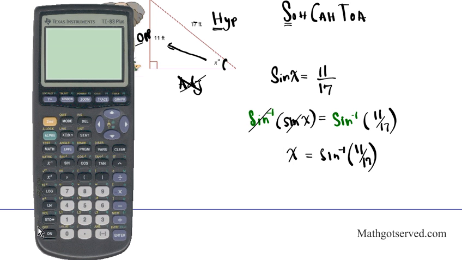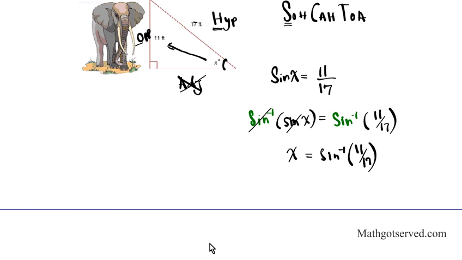Okay, so let's plug that into the calculator. We have the inverse sine of 11 over 17. Final answer is 40.32. Okay? Alright, so x equals 40.32.